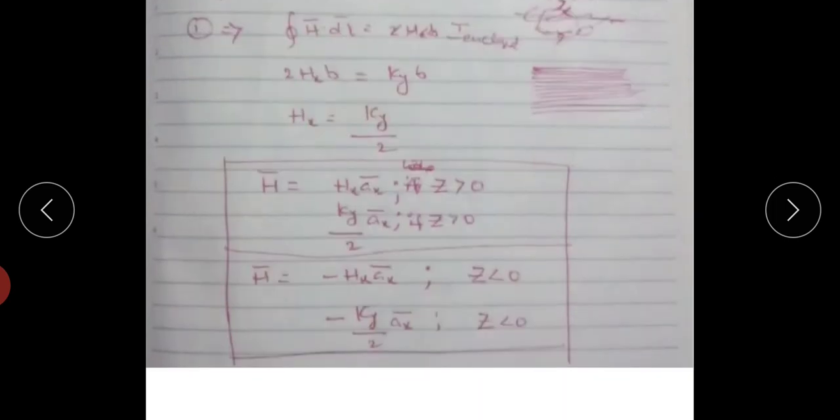So above the z axis, that means z value greater than 0, H bar equals Hx into ax bar. Since Hx equals Ky by 2, H bar equals Ky by 2 into ax bar, if z is greater than 0, or above the z axis. Next, below the z axis, or z less than 0, H bar equals minus Hx into ax bar, which is minus Ky by 2 into ax bar, for z less than 0. So units are ampere turns per meter.